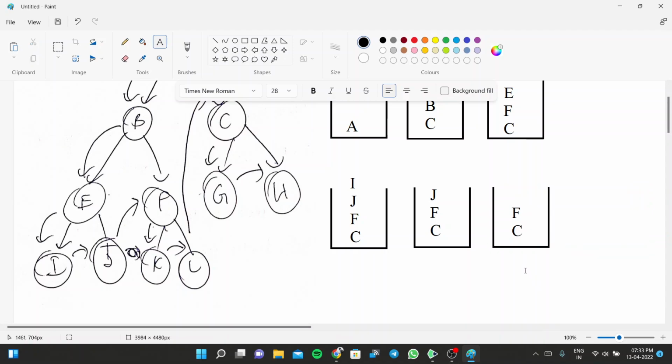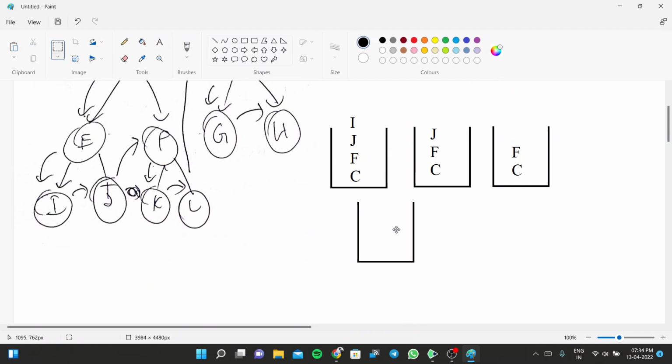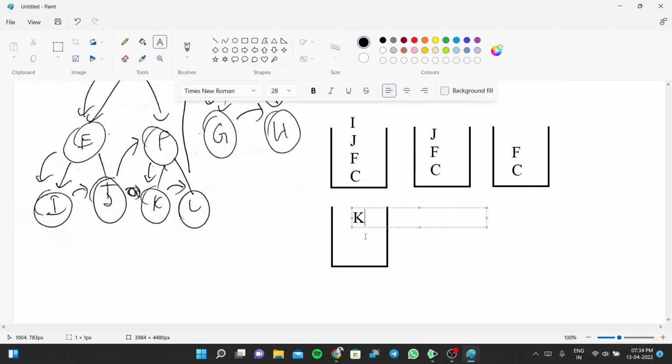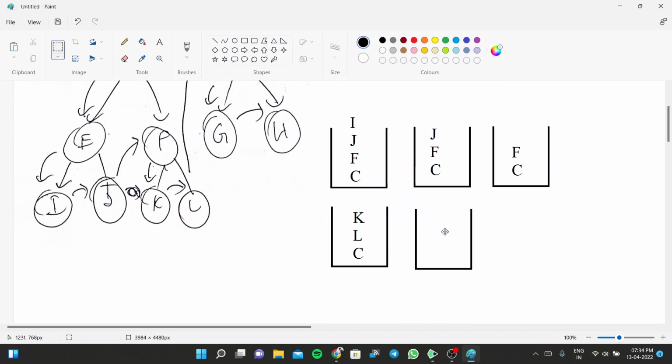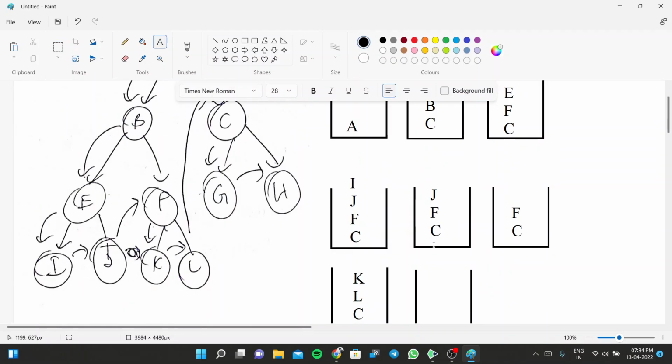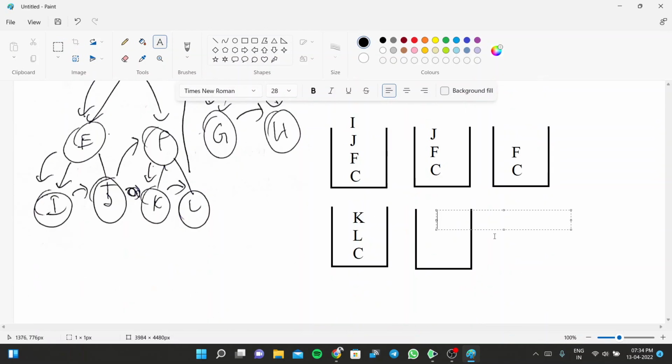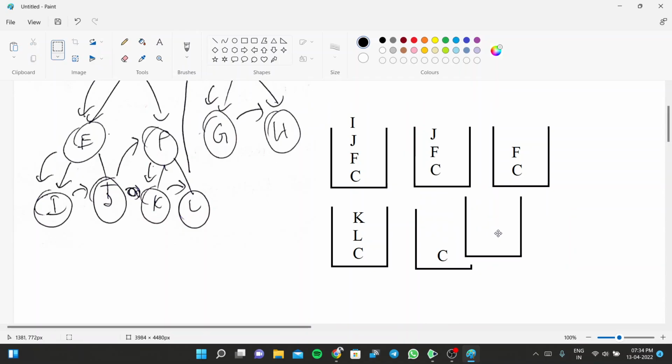After writing F and C, we are now going to remove F. After removing F, there are K and L. So we write it here, K, L, C. Now if we remove K, it does not have anything. Even after removing L, it does not have anything. So it is remaining with C. So C is remaining.